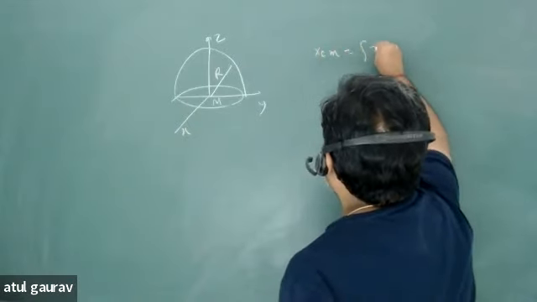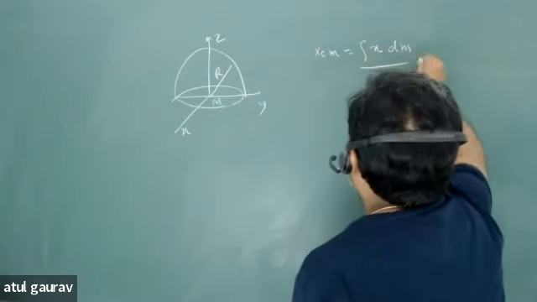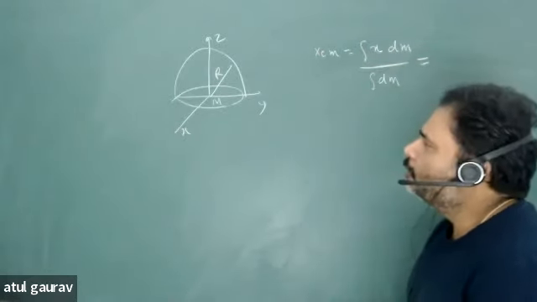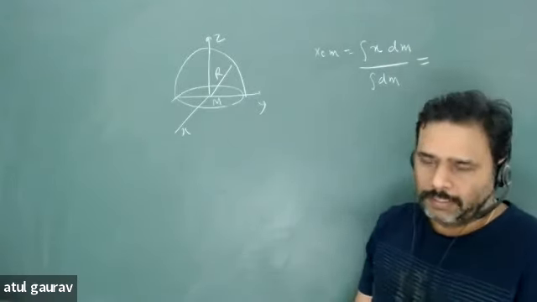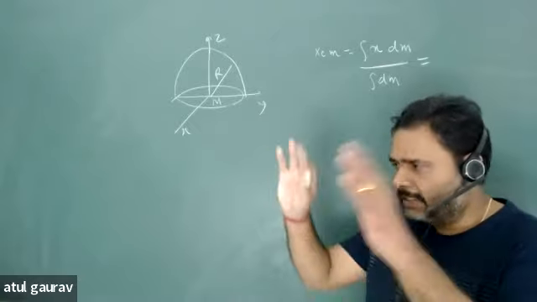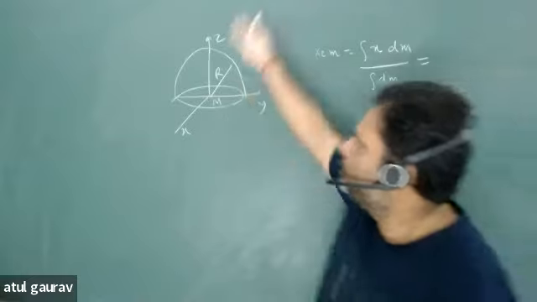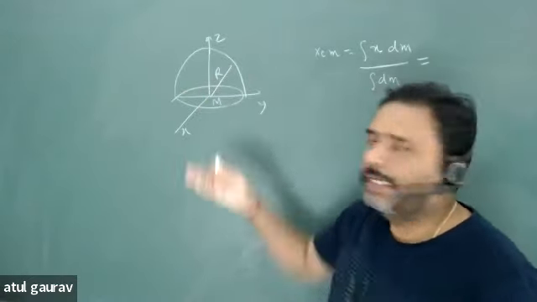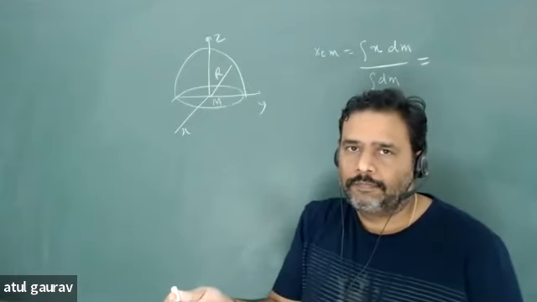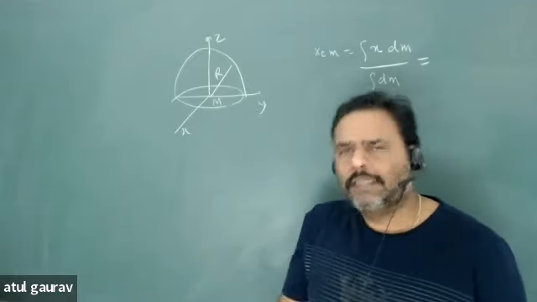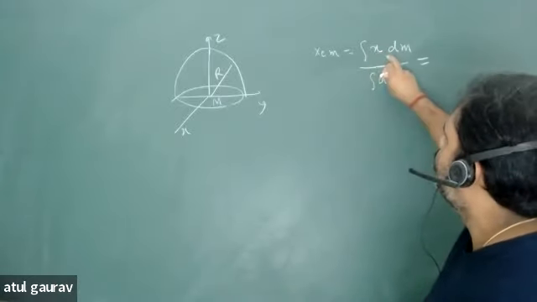X dm upon dm. And why is xcm 0? Due to symmetry. Because you can see the whole hemisphere, if you see this part, x and y part, and this is your z part. So x and y part has a complete circle, isn't it? Yes, sir. And then you can easily say, otherwise you can also calculate. Why it is 0, we will discuss.